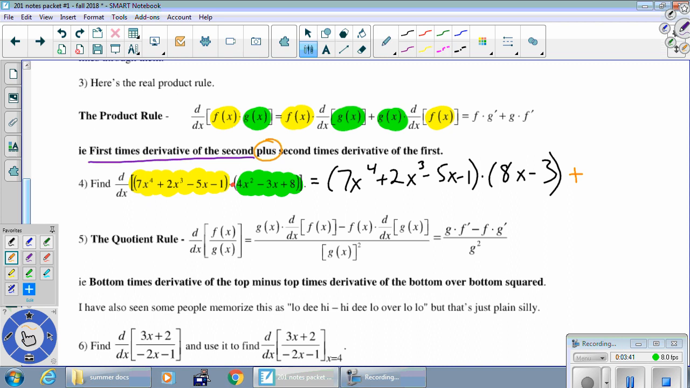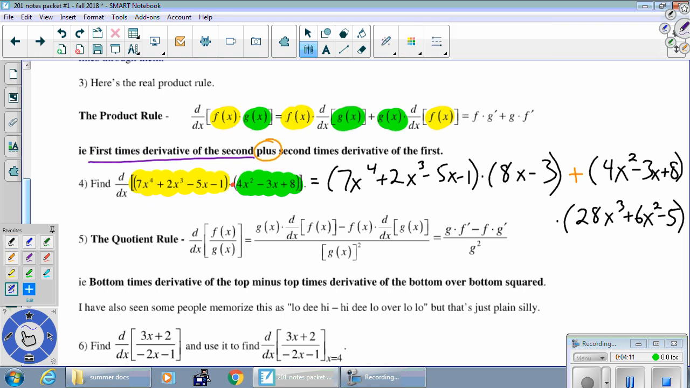And now we do kind of the same thing, but in reverse. Second times derivative of the first. So we copy the second, which is green, 4x squared minus 3x plus 8, times, now I don't have room here, so you have to imagine this is times the derivative of the first. So that's in yellow. The derivative of yellow, I see 28x to the 3rd plus 6x squared minus 5. And that's it. That's the end of the calculus for this problem.